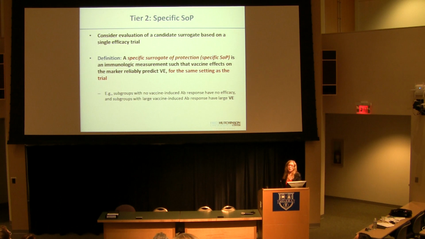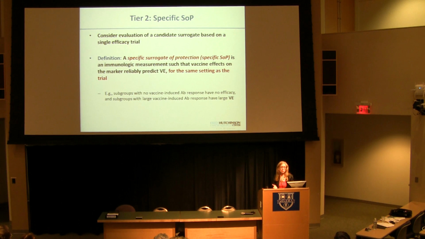So anyway, we'll go on to tier 2, the specific surrogates of protection, and this is going to be the focus for most of the rest of the talk. We consider evaluation of a candidate surrogate based on a single efficacy trial. The definition of what we call a specific surrogate of protection, or specific SOP, is an immunologic measurement such that vaccine effects on the marker reliably predict VE, vaccine efficacy, for the same setting as the trial. So that's specific. That is, if you moved to Africa from Asia, it might not work, but we're just keeping it within the trial.